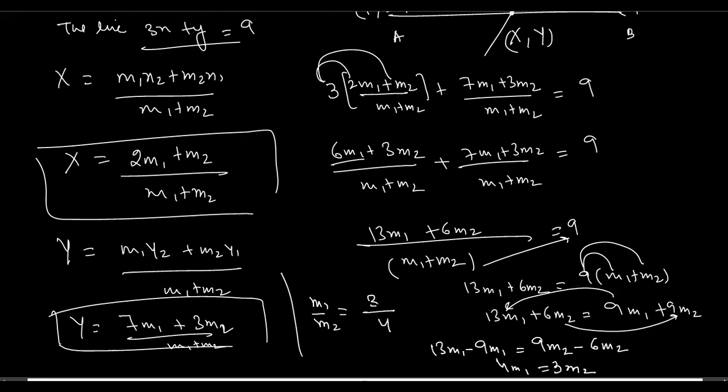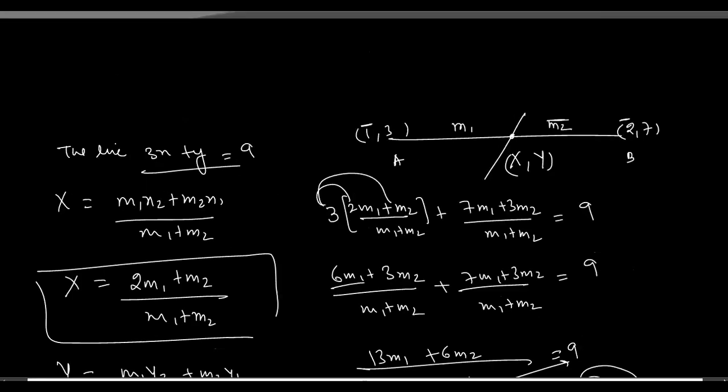No, the correct option is 3 is to 4 only. Okay, because when you multiply this one, m1 and m2, then you can get the same. In the question, a coordinate is given 1, 3 and b coordinate is given 2, 7. They just gave that the line 3x plus y minus 9 is equal to 0 divides the line joining P and Q internally in a ratio, which ratio they are asking.